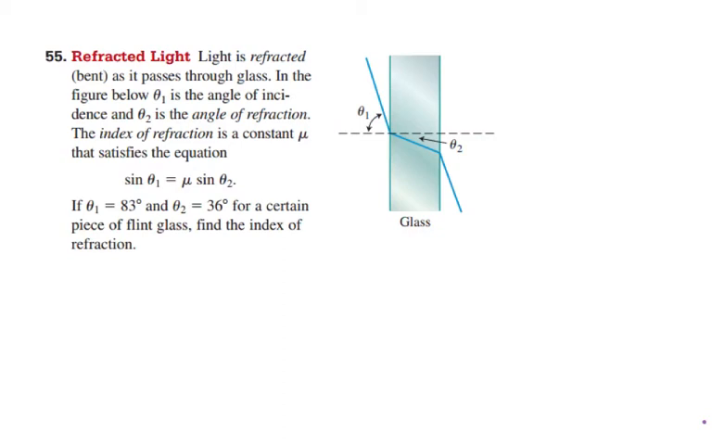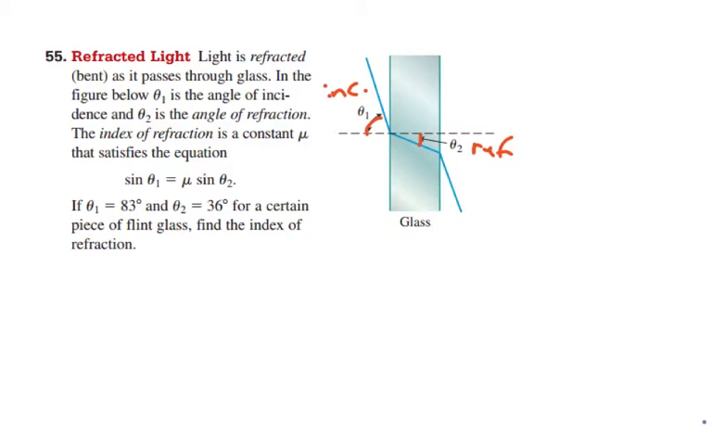Alright, then we move on to our last problem, which of course is a word problem. Refracted light. Light is refracted, bent as it passes through glass in the figure below. Theta 1, so that's this one, is the angle of incidence. And angle 2 is the angle of refraction. The index of refraction is a constant, which is mu. Yep, that's our little mu. That satisfies this equation. So if we take sine of the incident angle and make that mu times the sine of the refracted angle, then they will be equal.